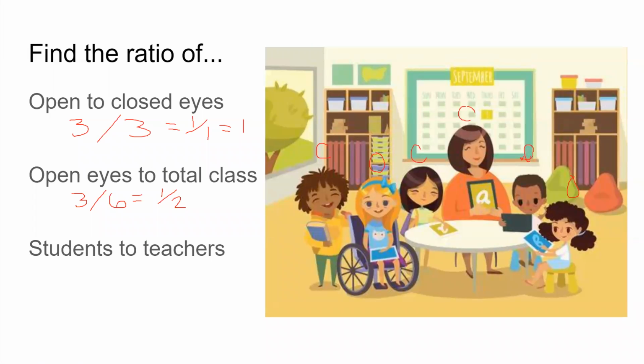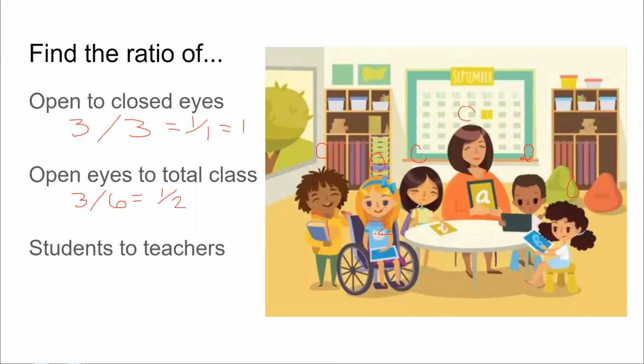Our third situation is students to teachers. So I can see that these 5 people are a little bit smaller, so I'm going to call those our students. And this 1 person is bigger, so we'll call that person our teacher. So I said 5 students because 1, 2, 3, 4, 5 to our 1 teacher. So 5 students per teacher. That's as simple as it goes, so that's going to be our answer.